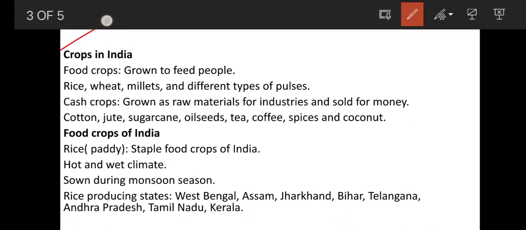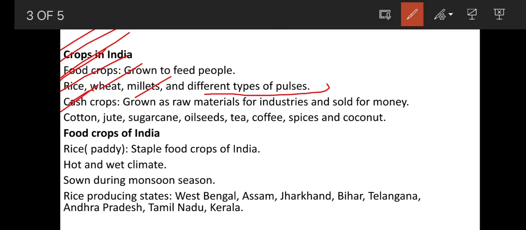Next, crops in India. Now we will discuss what crops are grown in India. There are different types of crops grown in India. That is, food crops. What do you mean by food crops? Food crops are those crops which are grown to feed people. That means those are grown for people's food. What are the examples of food crops? Rice, wheat, millets, and different types of pulses. These are examples of food crops.